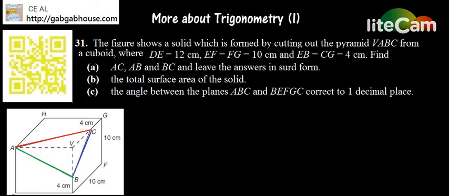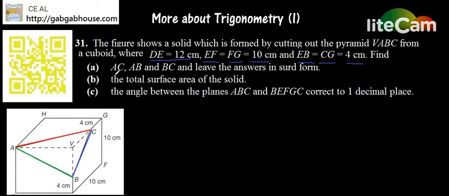Hello, today we continue to calculate the complex questions in trigonometry. Here you can see in the figure we have a solid formed by cutting out the pyramid VABC from a cuboid. And we know that this is 12 cm, EF is equal to FG is equal to 10 cm. And also EB is equal to CG, it is 4 cm.